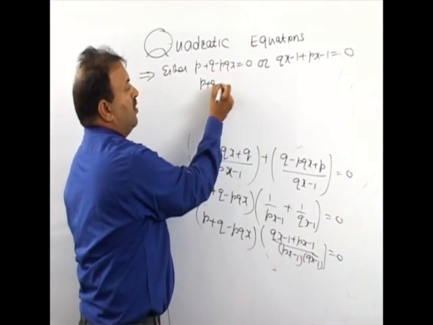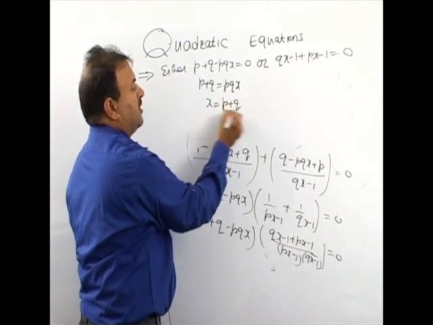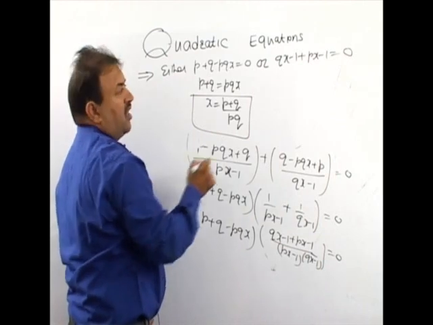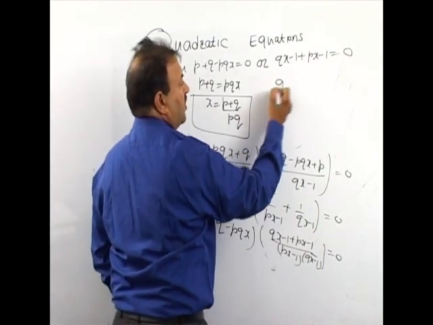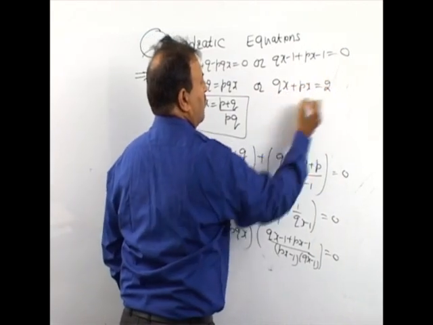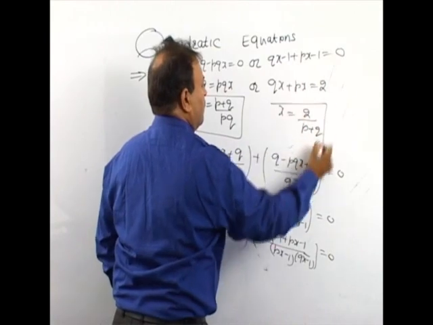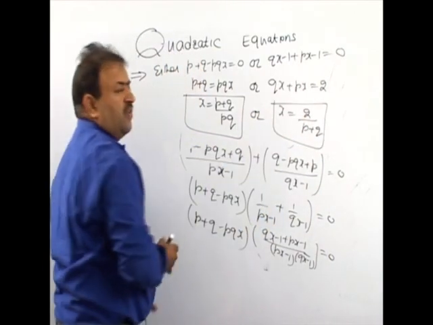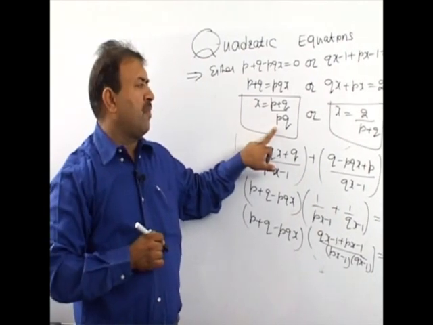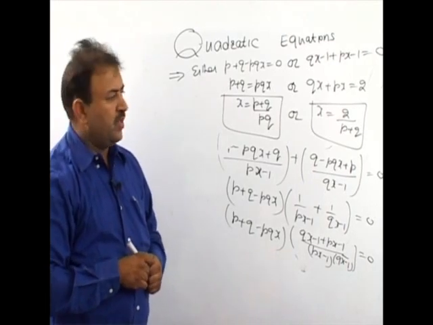p plus q is equal to pqx, x is equal to p plus q upon pq. This is one root, and another root is, qx plus px is equal to 2, x is equal to 2 upon p plus q. So the roots of this equation are p plus q upon pq, or 2 upon p plus q.